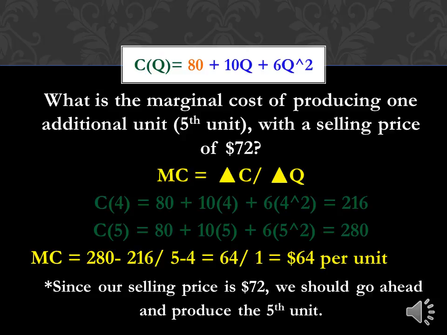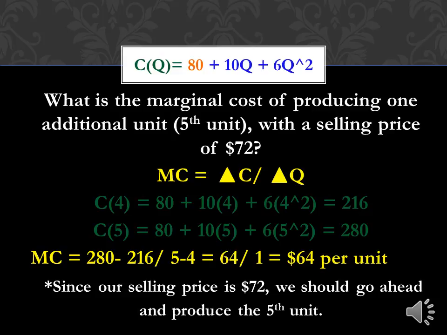We've already gone ahead and found our total cost for producing the 4 units, and that was 216. So now we're going to plug the quantity of 5 into our cost equation, and that gives us 280. Now, since we have these total cost numbers, we can plug those into the marginal cost equation. That gives us 280 minus 216 over the change in the quantity, which is 5 minus 4. So this gives us 64 over 1, equaling $64 per unit as our marginal cost.